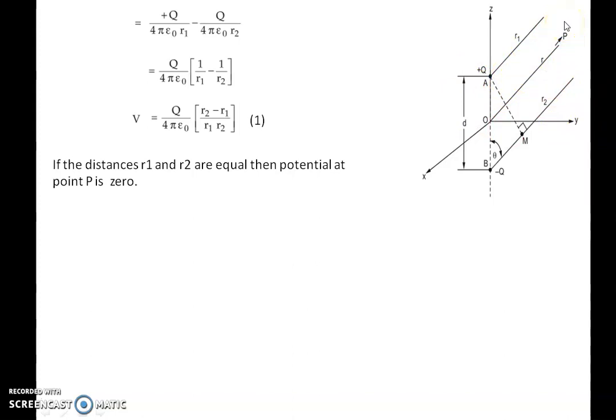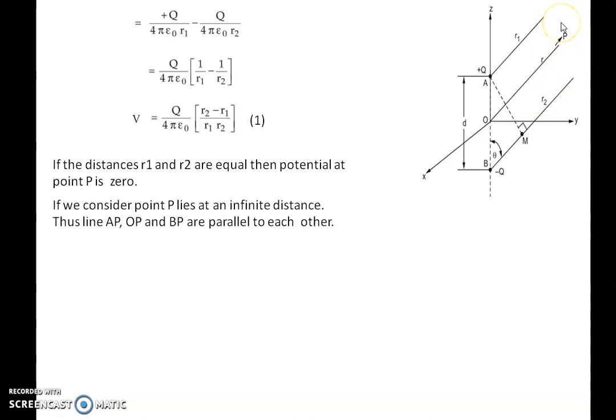At the infinite position they will join, but at the starting of these lines at A, O, B, they will look like parallel lines. So R1 will be parallel to R2. So P is at infinity, right?